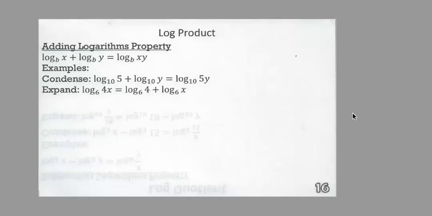The log product property is adding the logarithms together. So to expand it, you start with log of something times something else, and then you would just expand it into 2 logs. Here are some examples. We have expanding and condensing.